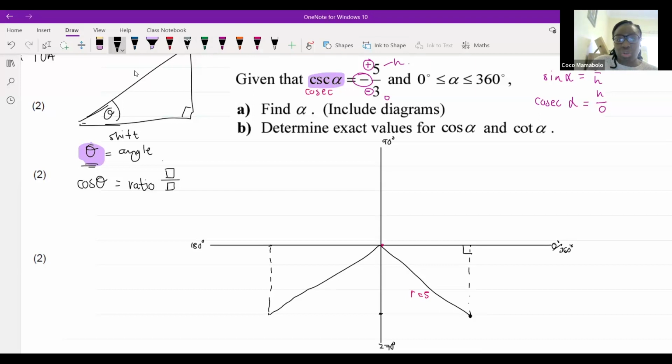My angle actually goes all the way around, guys. That is my angle. This is my angle alpha. So my opposite side would have to be over here. This would be -3. My y value would be equal to -3.